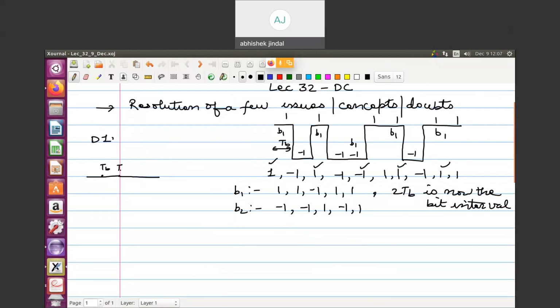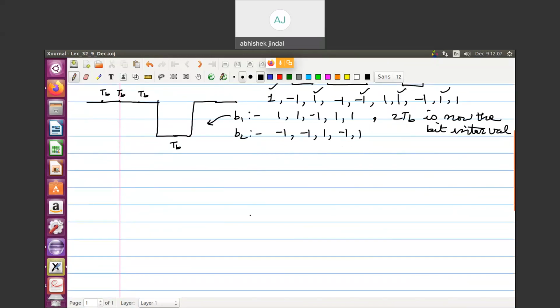This is TB. Then this is also TB. Okay, so +1, then -1 for 2 bit times. This is TB. Okay, so -1, and then this is +1 for 2 TB. So this is the way B1 is. So this is a diagram for B1. So 2 TB is now the bit interval. Why? Because you have demultiplexed that.